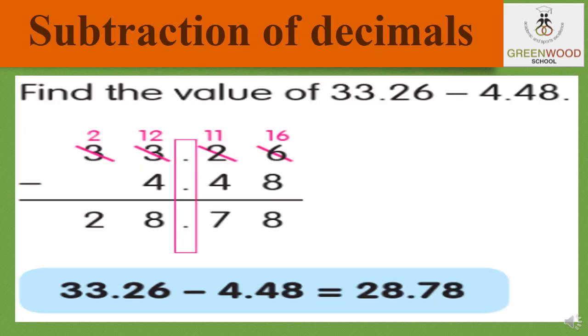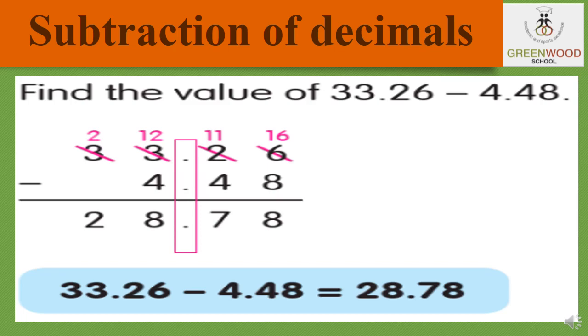Next topic is subtraction of decimals. Find the value of 33.26 minus 4.48. Now both the decimals are like decimals, so we do not need to convert them. And the second thing is align the decimal points before subtracting. Now first we'll start subtracting with 6 and 8. 6 is a smaller number while 8 is a bigger number.